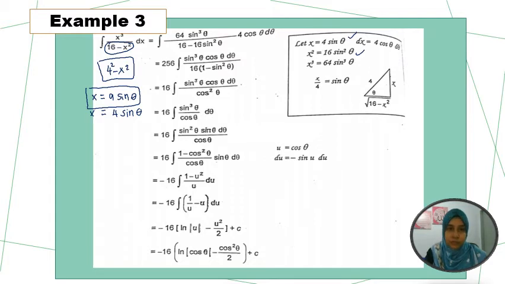For this solution, we must find x cubed. So x cubed equals 64 sine cubed theta. And then we have to differentiate x with respect to theta. So we have dx equal to 4 cos theta d theta. We substitute into the original function: x cubed, then 16 minus x squared, where x squared is 16 sine squared theta, then dx equals 4 cos theta d theta.